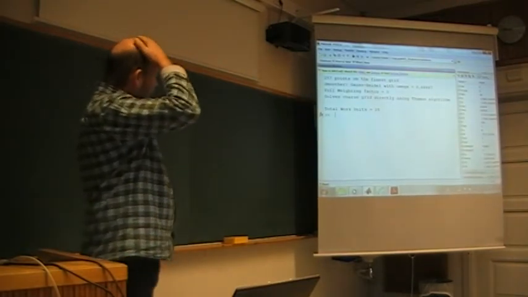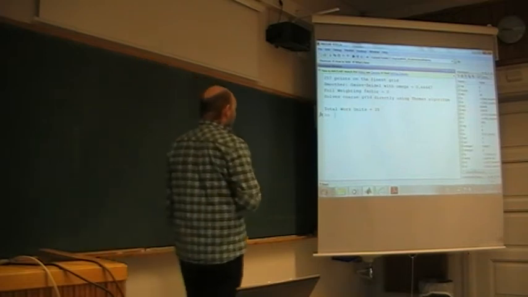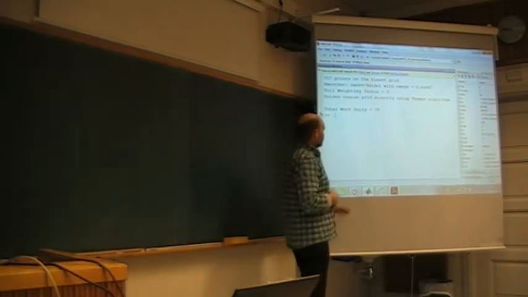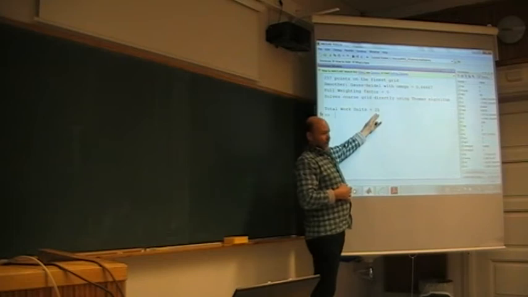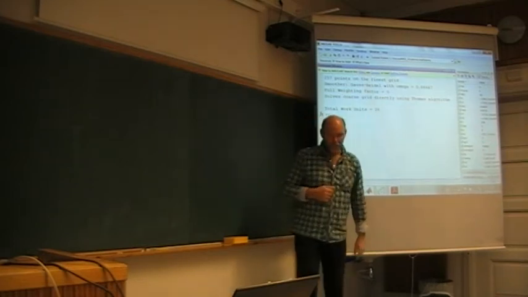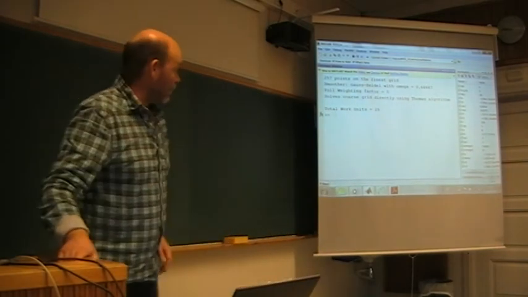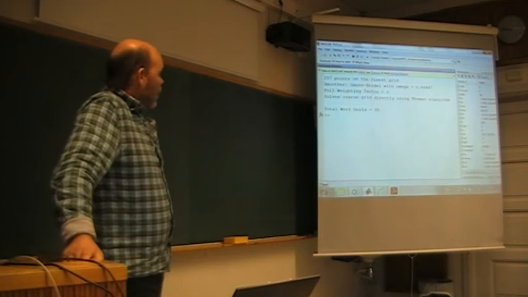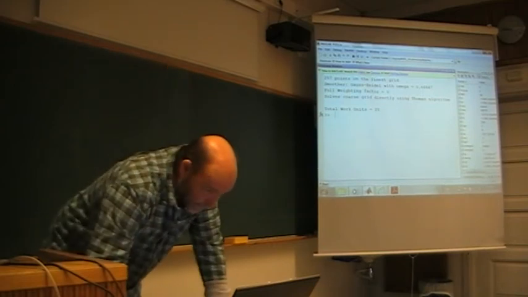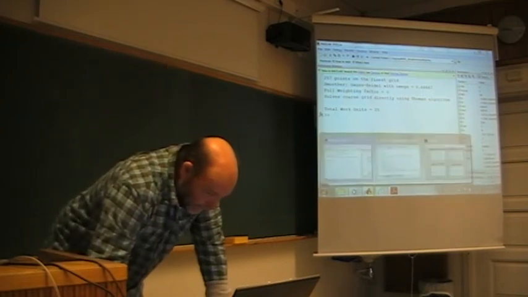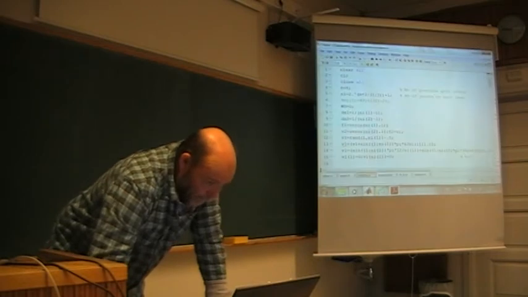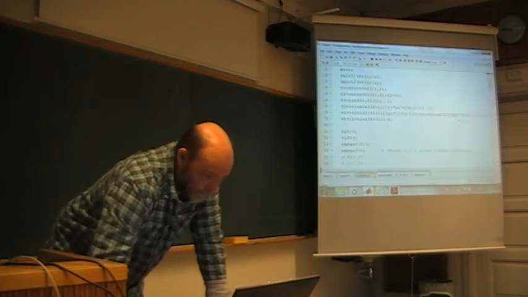And here he says a total amount of work units was 28. And that means 28 iterations on the finest mesh. That's the amount of work he has been doing to find the solution. And he did here, I would say, a fairly decent job. Now, let's see, where is it?